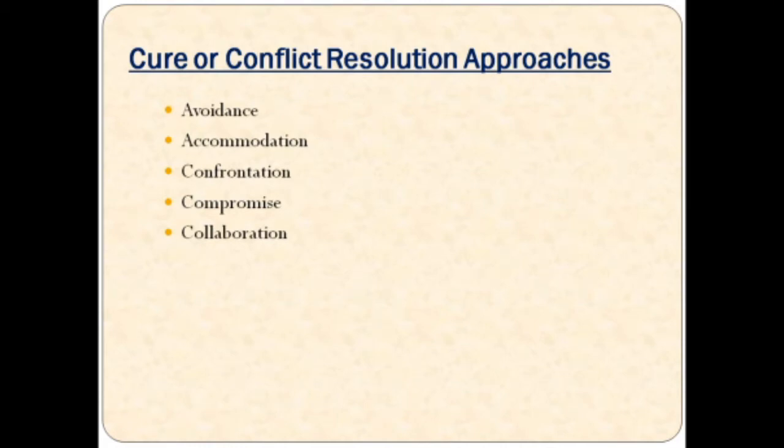Fifth one is collaboration. When both sides of a conflict have important concerns, the team needs to search for solutions that satisfy everyone. This requires both collaborativeness and respect for others' position and personality.